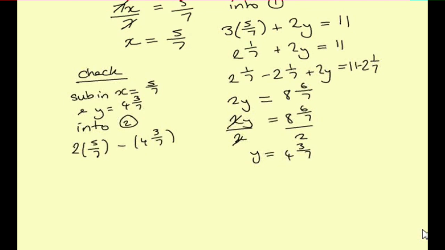Well, 2 times 5/7, that's 1 and 3/7. So we need to do 1 and 3/7 minus 4 and 3/7. So that's going to give us minus 3. So yes, we have got the correct answer.